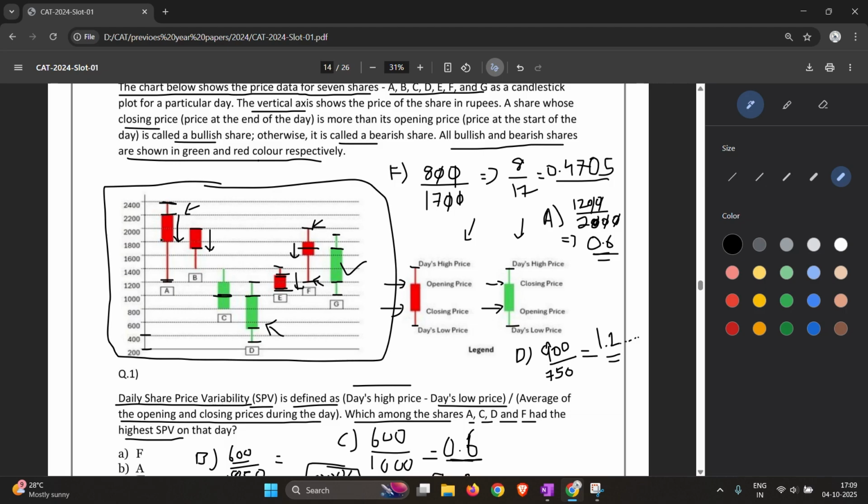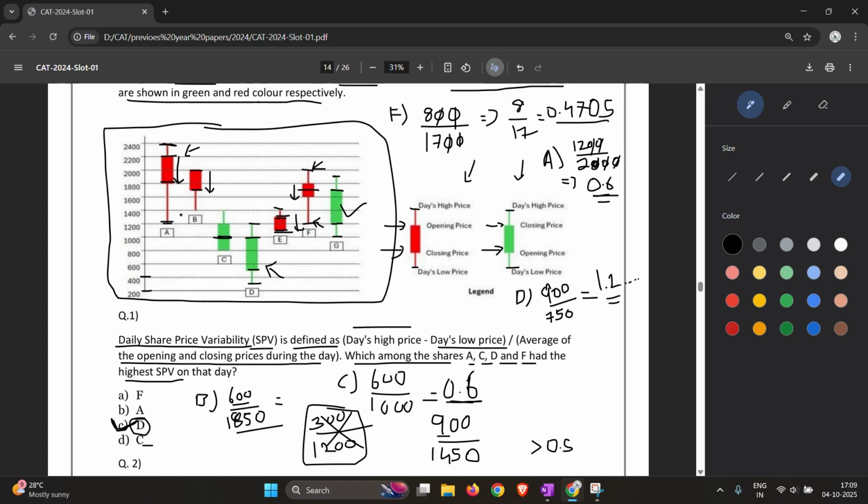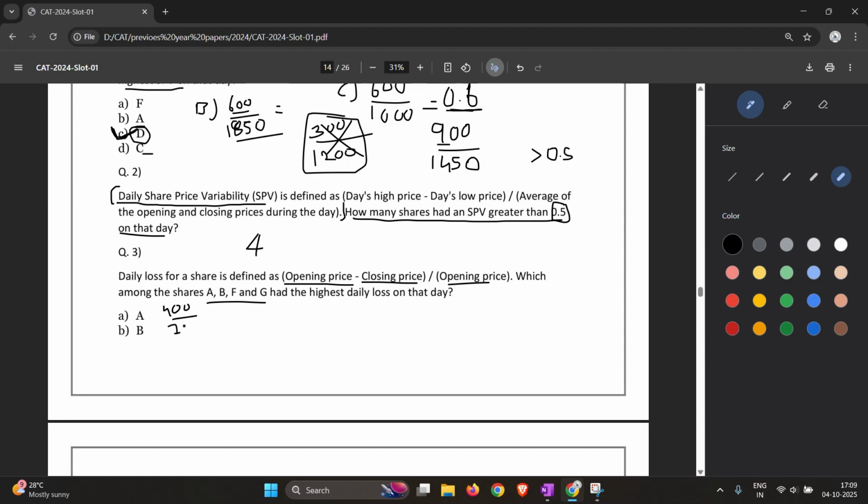So this is 2200 and this is 1800. So loss is 400. So 400 upon what is the opening price? 2200. So you can just cross the zeros. So this is 2 by 11. If you want to convert this to percentage, just add two zeros over here and then divide. So this would give us 18.18%. So this is for A.